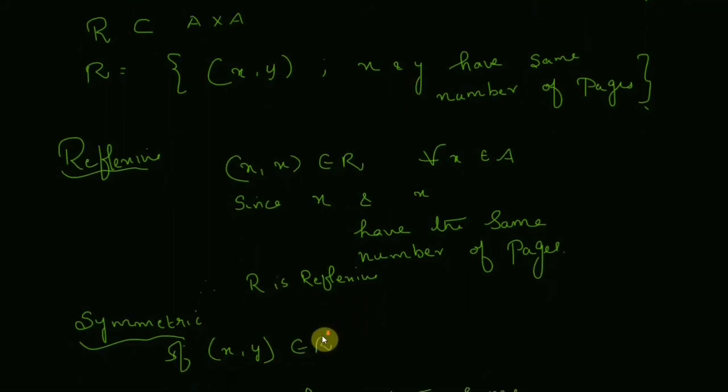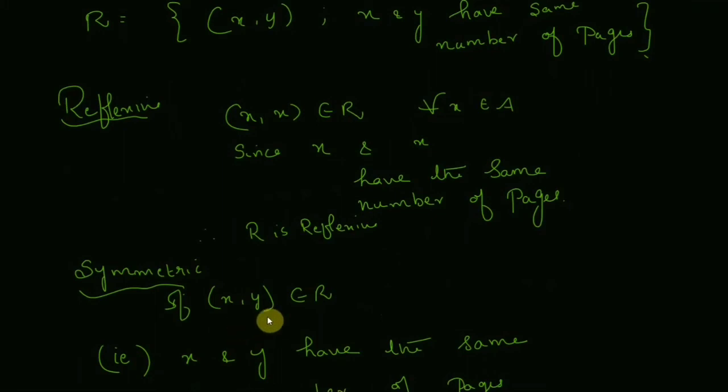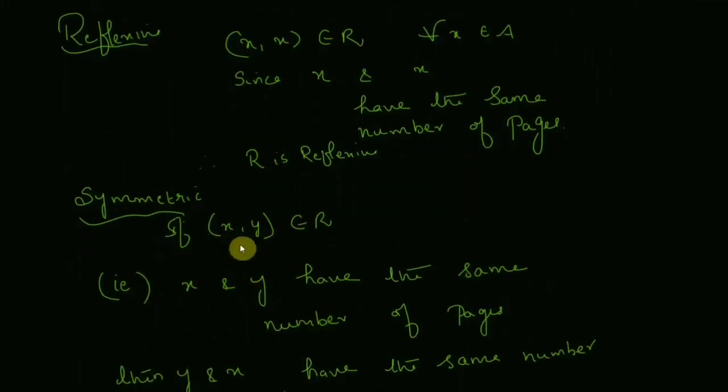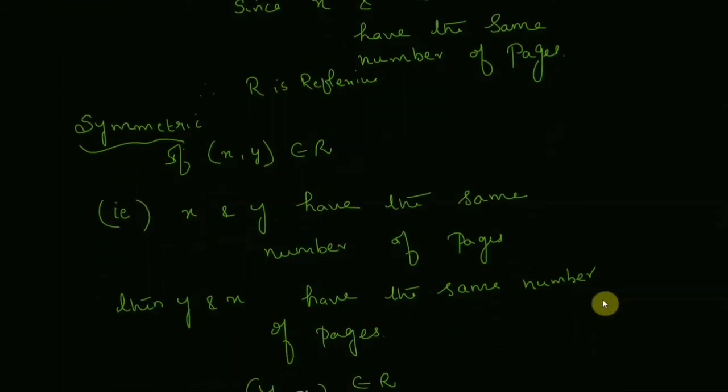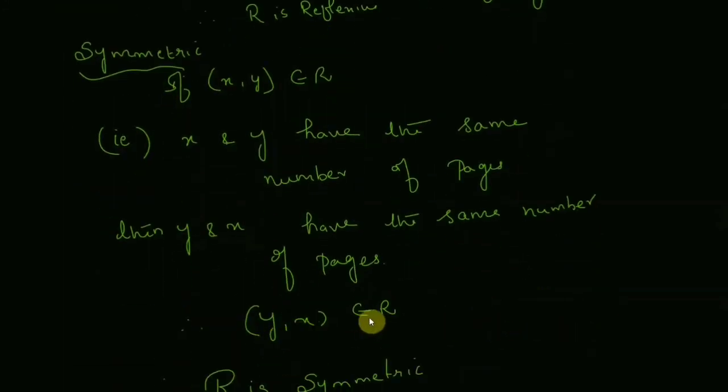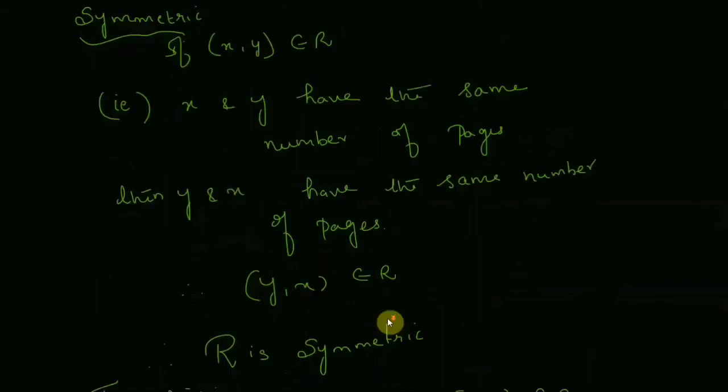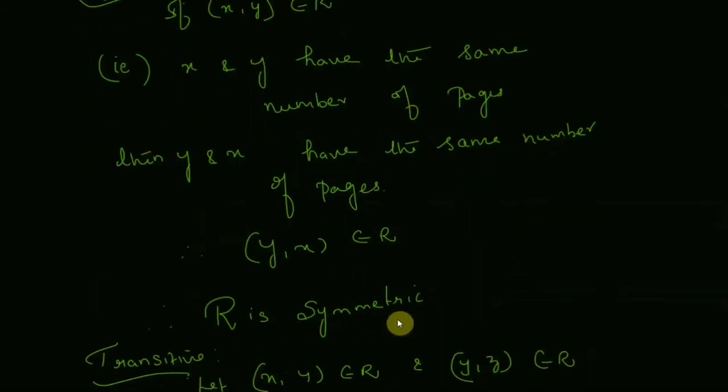Now let us see if it is symmetric. If (x, y) belongs to R, what does it mean? x and y have the same number of pages. What about y and x? They have the same number of pages. So (y, x) belongs to R. Therefore, R is symmetric.